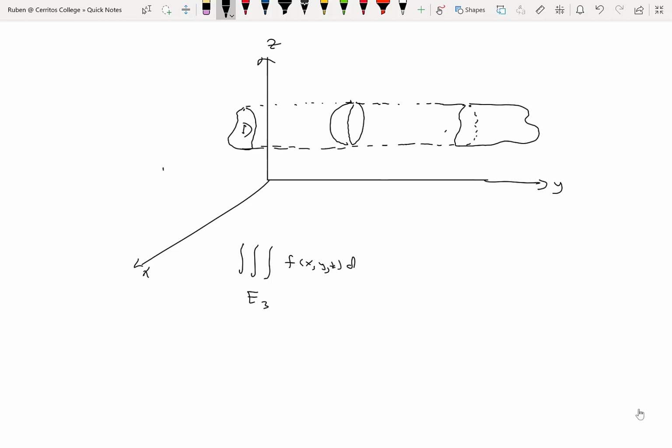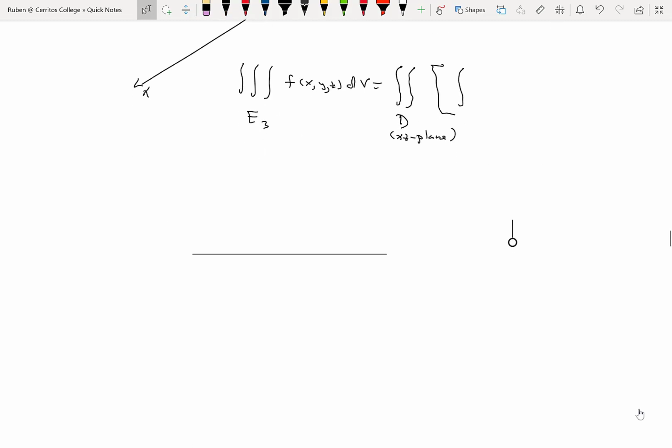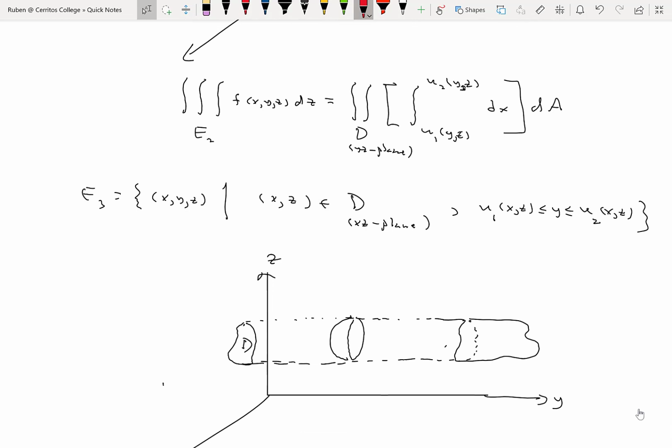is the double integral over the projection of our region in the xz plane of the integral from the left, on the left, oh my goodness, very sensitive surface. On the left we have y is a function of x and z, u1. On the right we have y equals u2 of x and z.